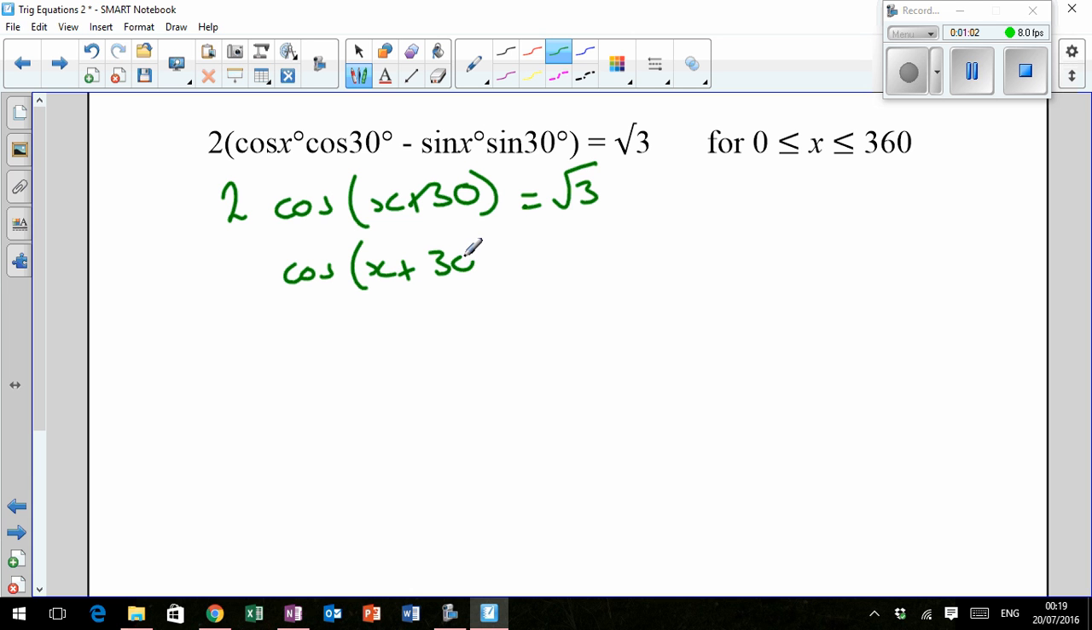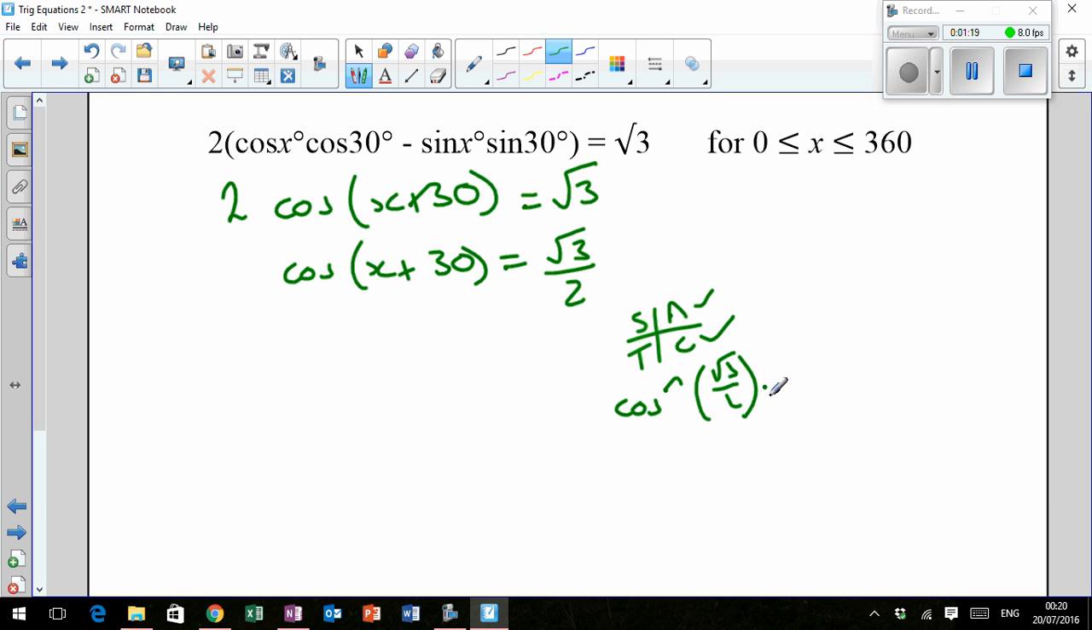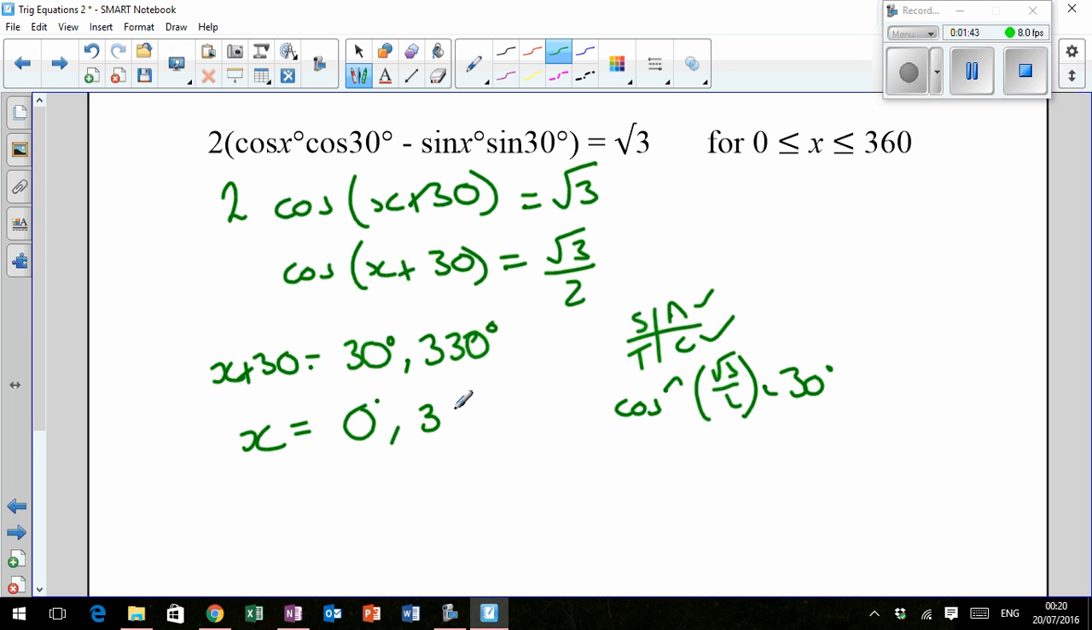Divide by 2. Do your inverse cos. Okay, deal with the CAST diagram, in the first and the fourth quadrants. Inverse cos of root 3 over 2 is 30 degrees because we're dealing in degrees. So our bracket x plus 30 in the first quadrant is equal to 30 degrees, and in the fourth quadrant is equal to 330 degrees. Which means if we're adding 30 here, we need to subtract 30. So that's going to be 0 and it's going to be 300.